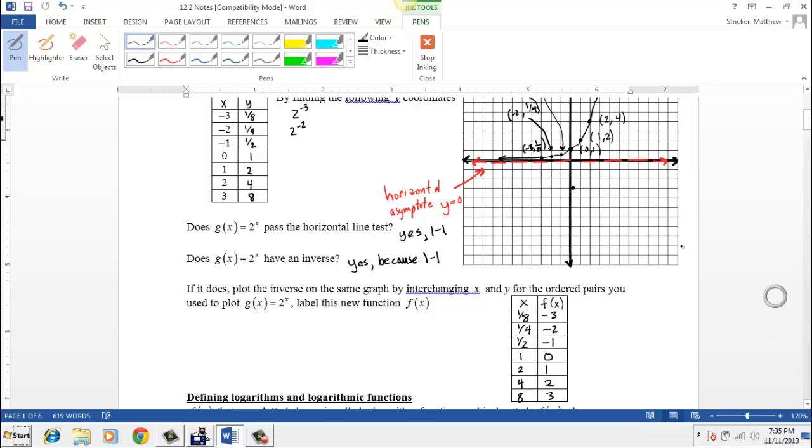And we would get all these points here. We get the point 1/8, -3, and 1/4, -2, and 1/2, -1, and 1, 0, and 2, 1, and 4, 2, and 8, 3. I'll draw this in another color here, in blue maybe.